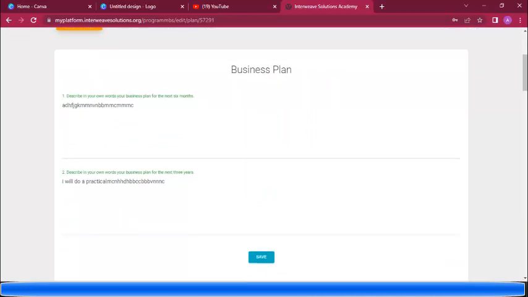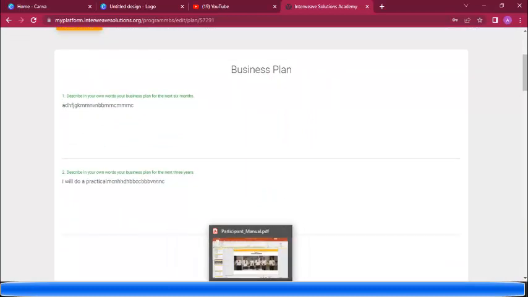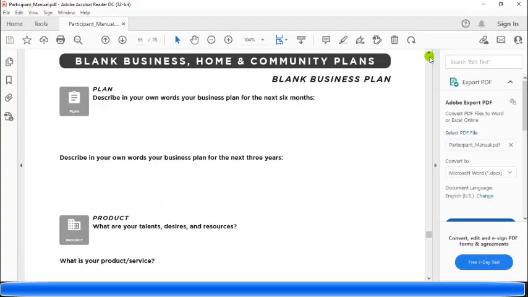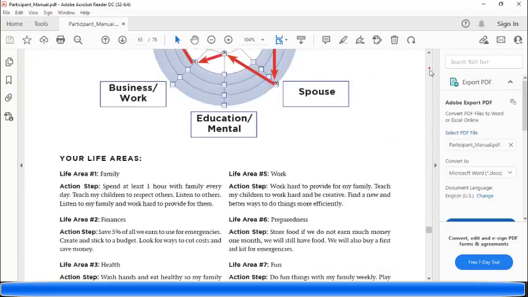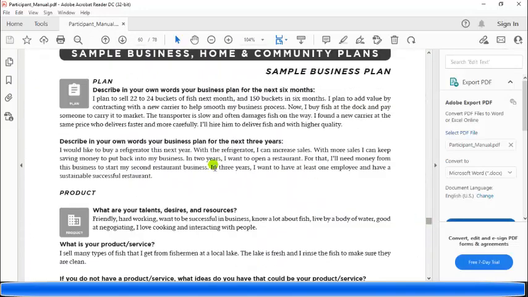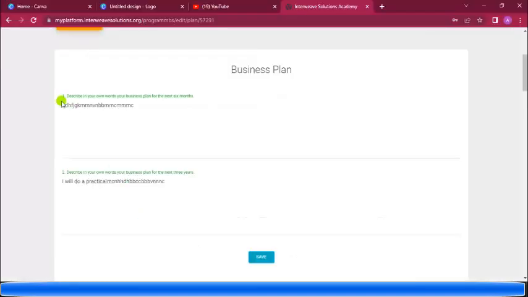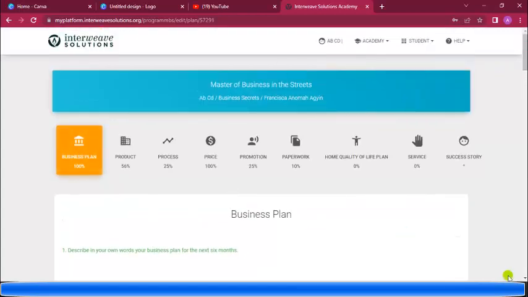You see that there's a sample business plan. Let's look at how the person answered the questions. Sample business plan on page 56. It says, plan: describe in your own words your business plan for the next 6 months. You type your answer here. When you go to my platform, you click on business plan, and then you type your answer.